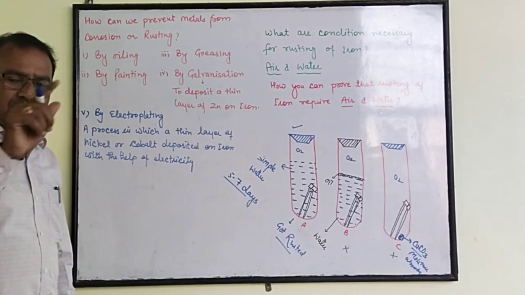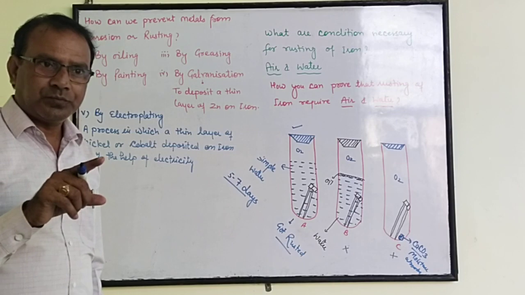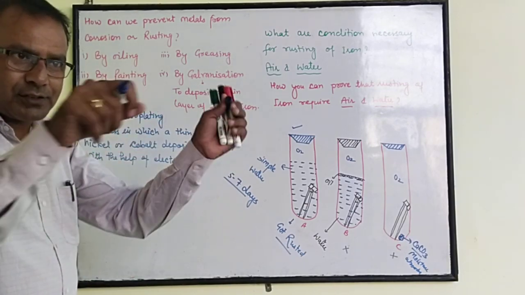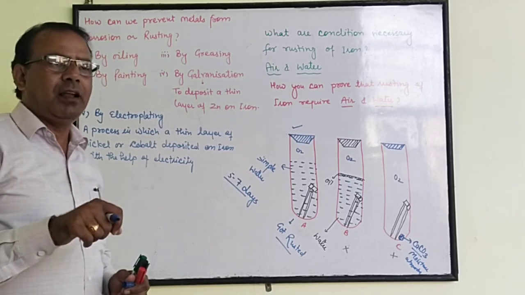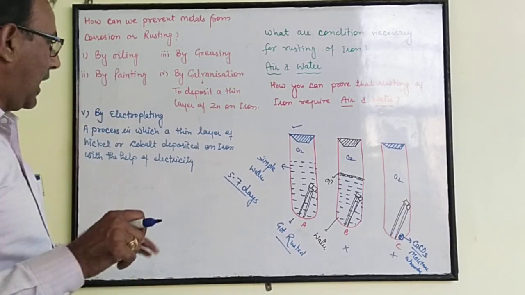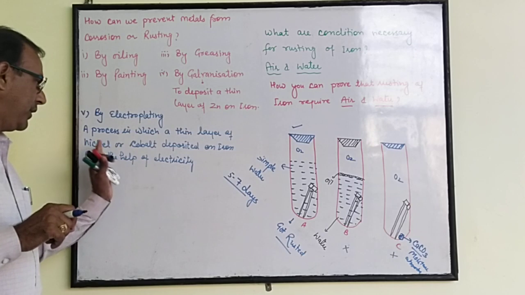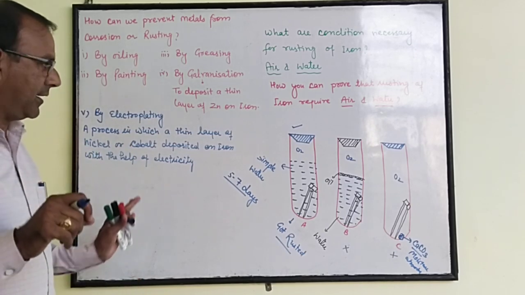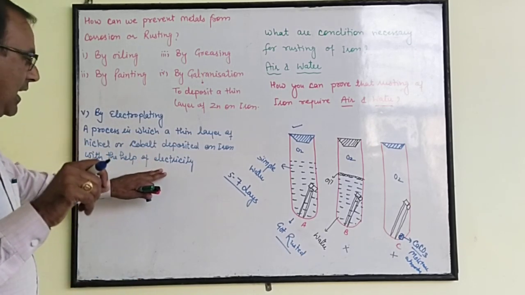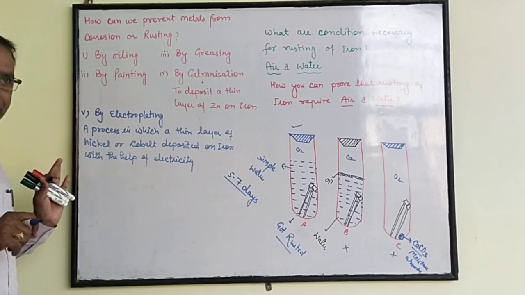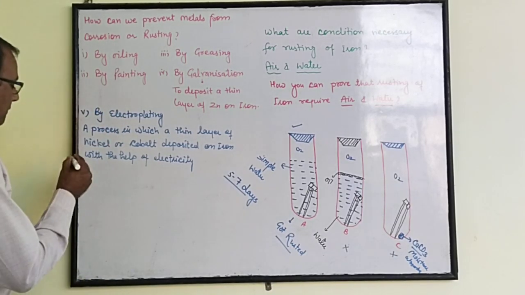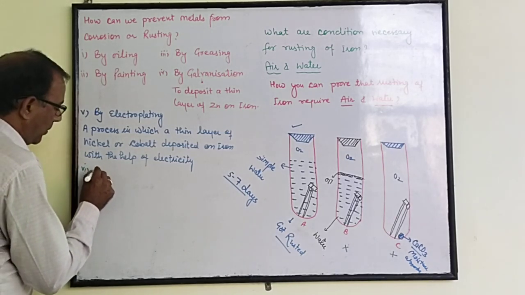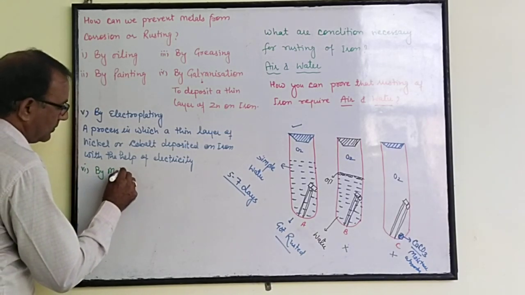We have seen that the rim of the cycle wheel, the bell of the cycle, and the handles of the cycle don't get rusted. This is because the handle, bell, as well as the rim contain a thin layer of nickel and cobalt on iron. With the help of deposition using electricity, that is called electroplating. One more method is by making alloy.